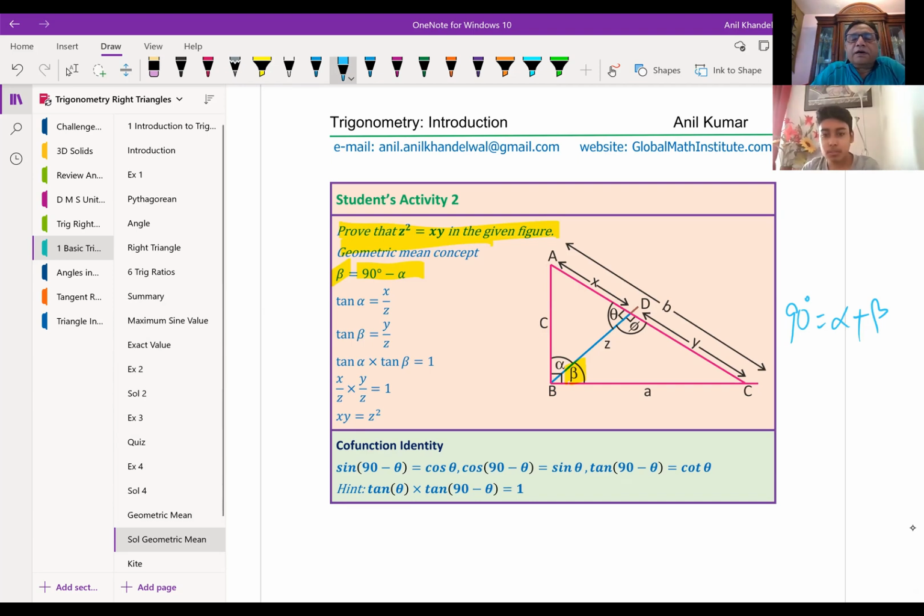Rohan, tan alpha is x over z, tan beta is y over z. The ratios, as you know, are opposite over adjacent. When we multiply them, we should get 1, since we know that beta is 90 minus alpha, right? And as soon as you multiply x over z times y over z, we get 1, and xy is equal to z squared. All right, sir. That is how we approach it.